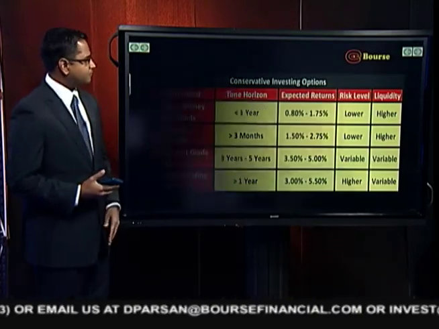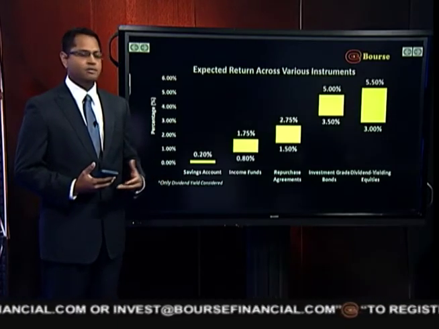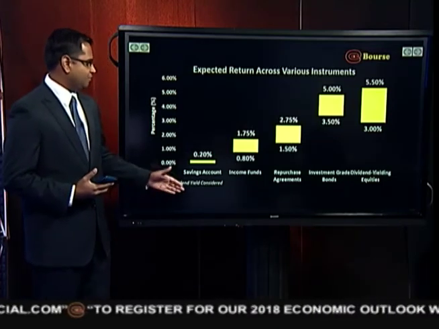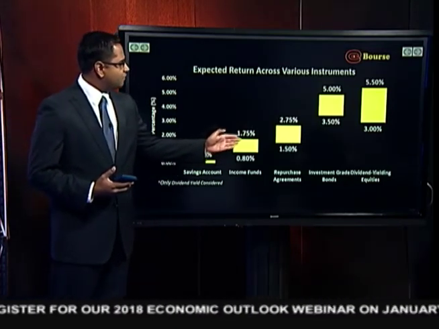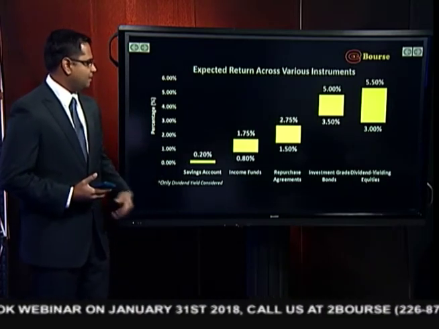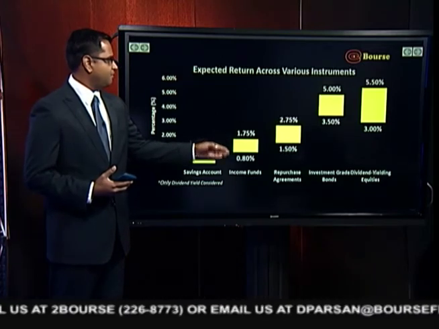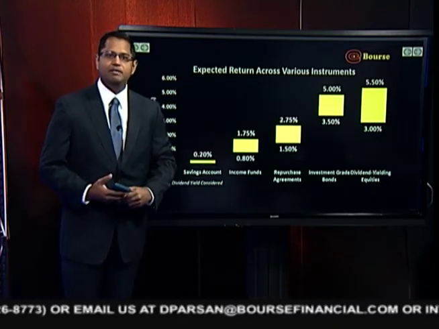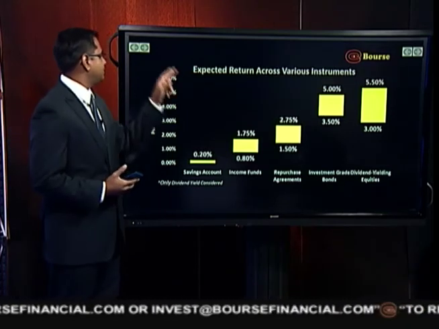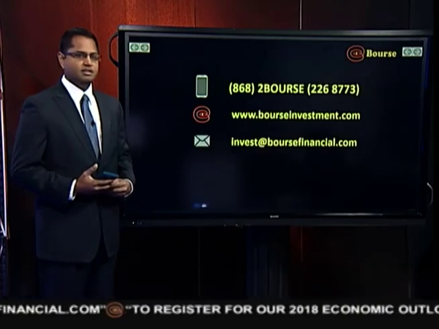So overall, as we can see, there are several options that are available to the conservative investor and those focusing on conservative investing. And as mentioned, the risk and return is pretty linear, which is what most rational investors would expect, with income funds on the lower end at 0.8 to 1.75%, and on the higher end for dividend yielding equities varying from 3 to 5.5%. So lots of investment options available for the conservative investor.